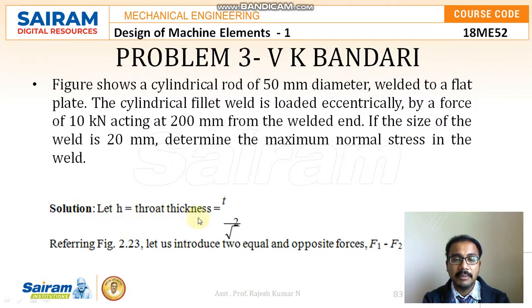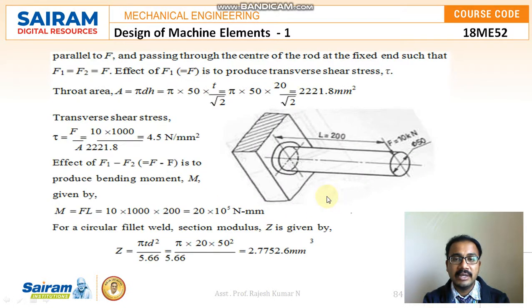We know that h is nothing but the throat thickness, which is t divided by root 2. This formula I have taken from the design data handbook. Let us introduce two equal and opposite forces F1 and F2. You can see this is F1, and in the opposite direction we have one more force, that is F2, which is acting parallel to the force F and passing through the center of the rod at the fixed end, such that F1 is equal to F2, which is equal to F.